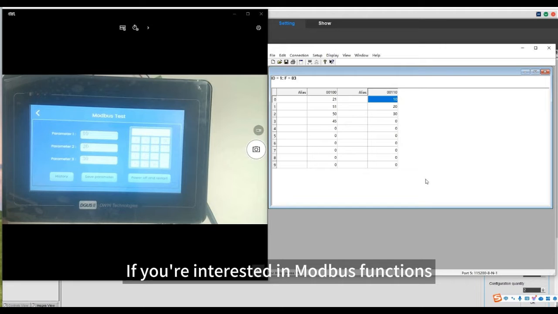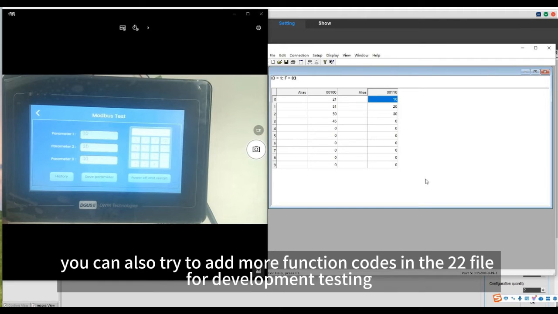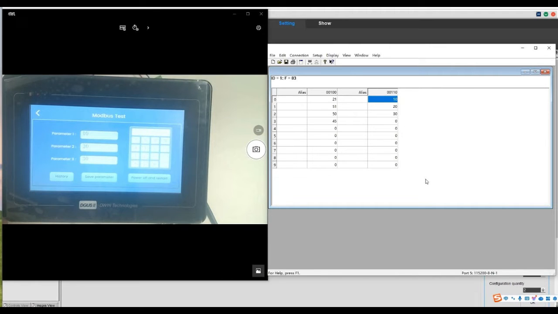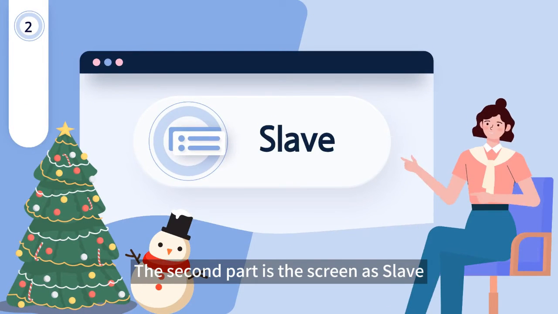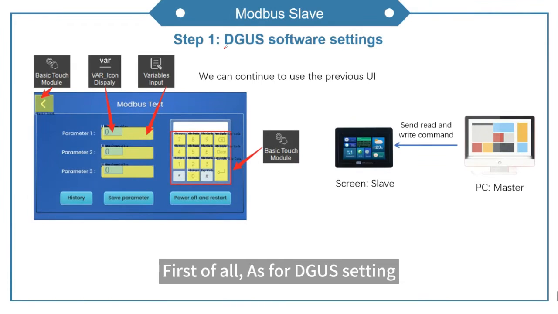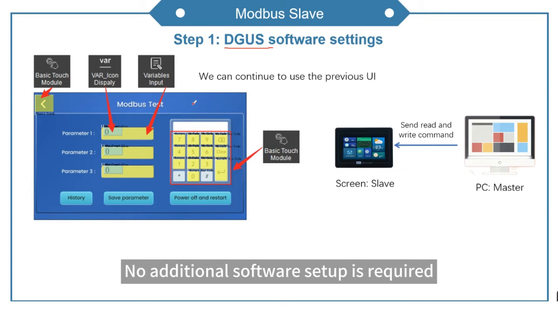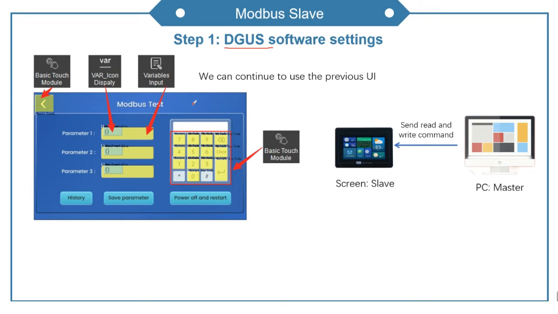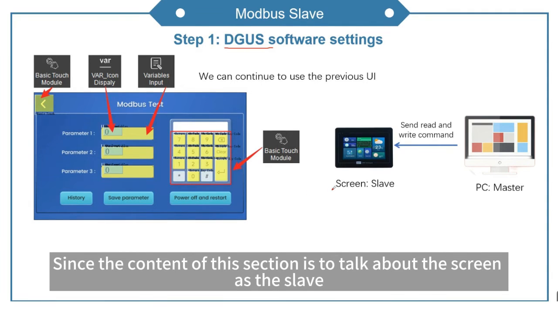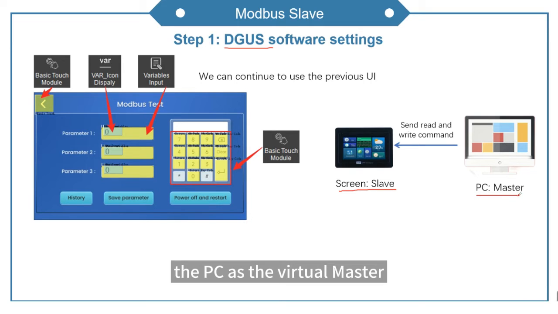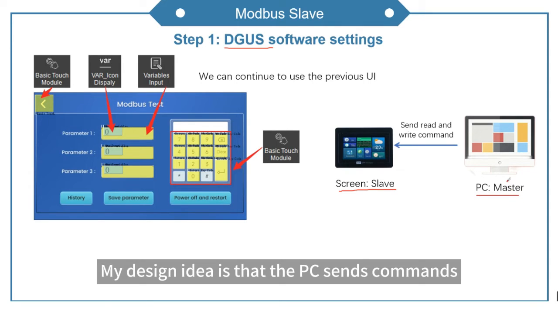If you're interested in Modbus functions, you can also try to add more function codes in the file for development testing. The second part is the screen as slave. First of all, as for DWIN setting, we can continue to use the previous UI interface. No additional software setup is required. Since the content of this section is to talk about the screen as the slave, the PC as the virtual master. My design idea is that the PC sends commands.